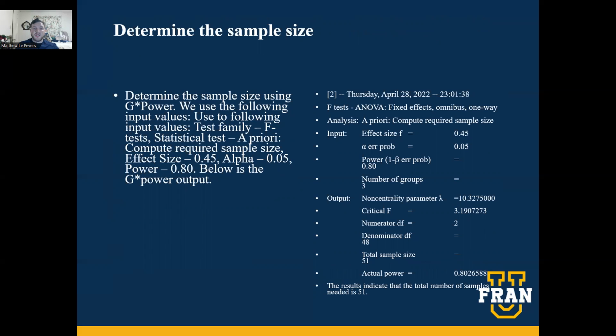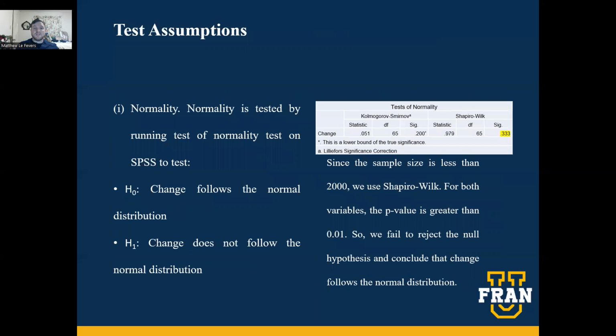First, we should determine the sample size using G-power. We use the following input values, such as test family F, statistical test ANOVA, to compute the required sample size. For this test, we used an effect size of 0.45, an alpha of 0.05, and a power of 0.8. Below, you will find our G-power ANOVA sample size analysis. It indicated that a sample size of 51 was needed, and for this study, 65 is appropriate.